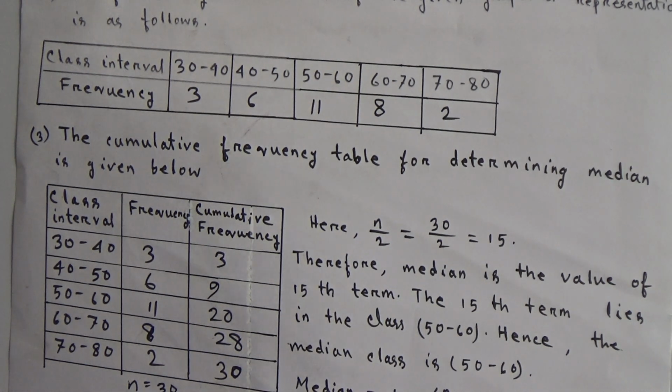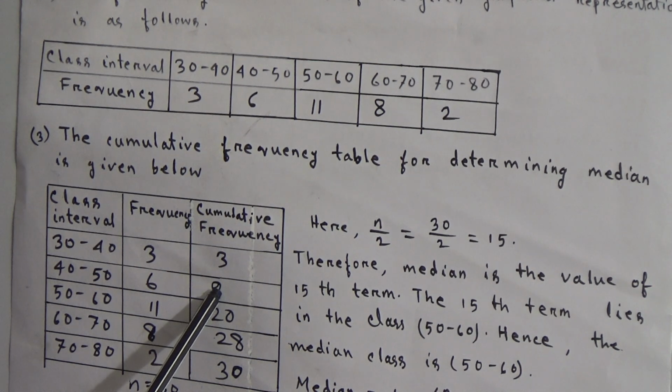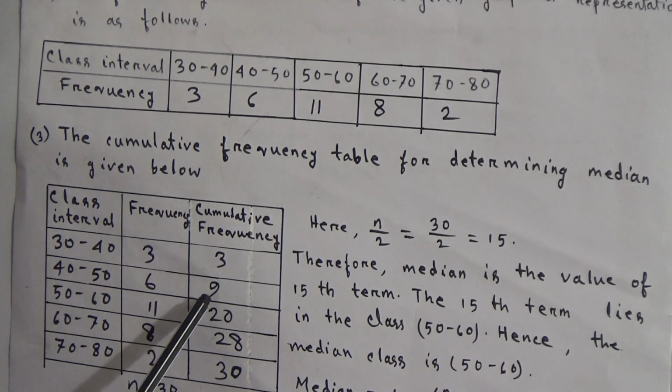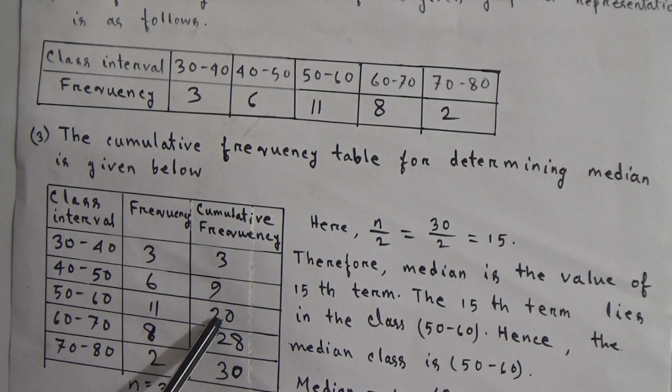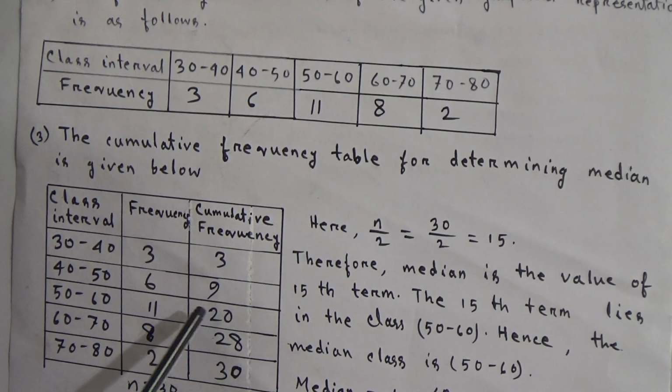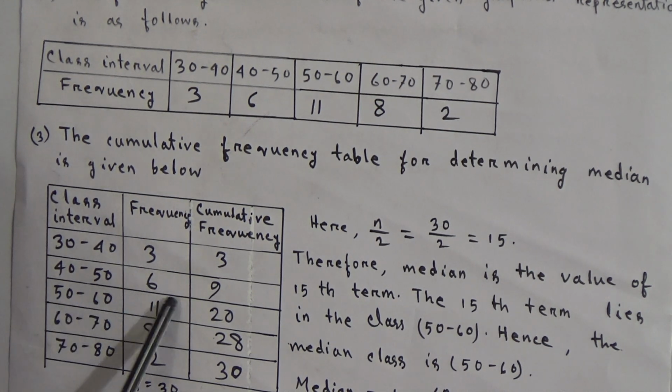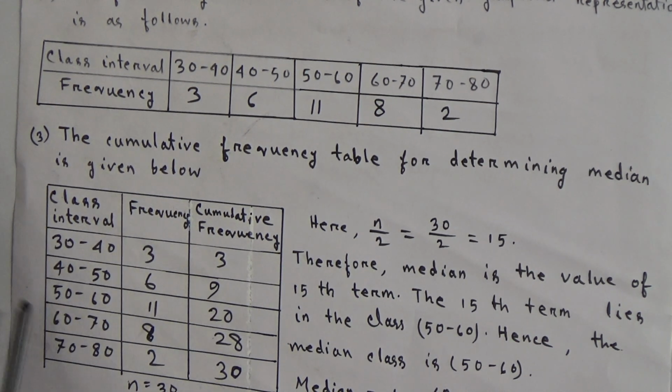Now the question is, in which class is the 15th term lying? Here up to the 3rd term is lying in the class interval 30 to 40. Then 4th to 9th term is lying in the class interval 40 to 50, and then 10 to 20 terms are lying in the class interval 50 to 60. That means the 15th term is lying in the class interval 50 to 60. So our median class will be 50 to 60. We have identified that our median class is 50 to 60.